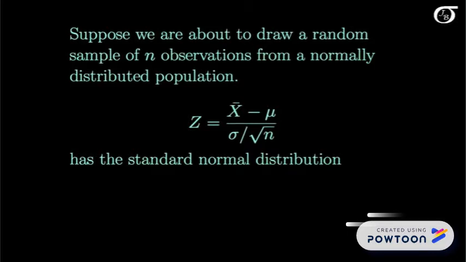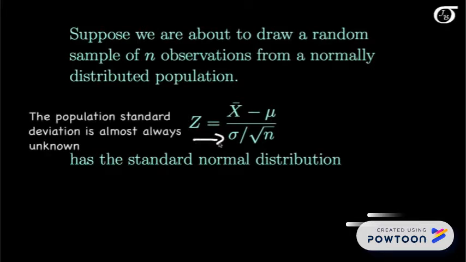But in practice we encounter a problem, and that problem is we don't know the value of the population standard deviation sigma. Sigma is a parameter, the standard deviation for the entire population, and we don't typically know its value, so we can't use that value in a formula. So we do the next best thing, and instead of using the population standard deviation, we're going to use our sample standard deviation to estimate it.